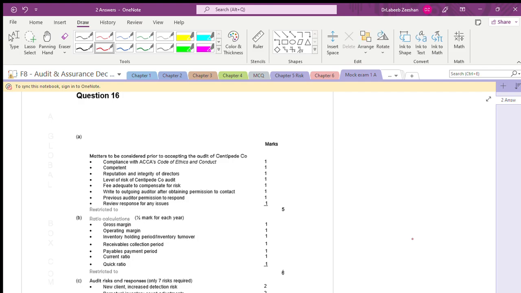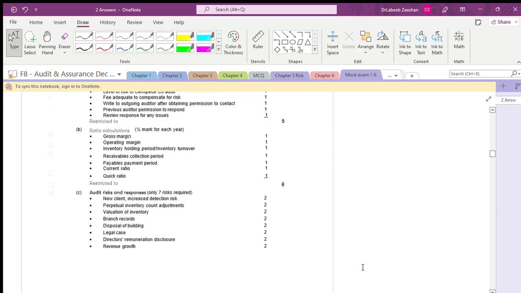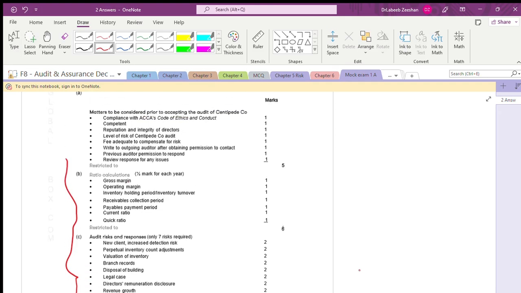Compliance with the ACCA code of conduct, ethics and conduct. Last thing you are going to do. Tomorrow is the exam. You have to just work out on these points only. Don't do anything else. I'm taking the risk with my responsibility.